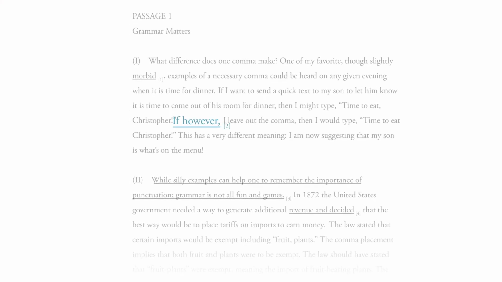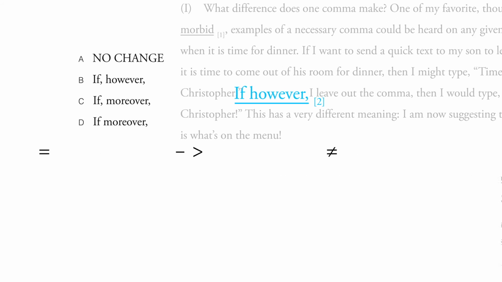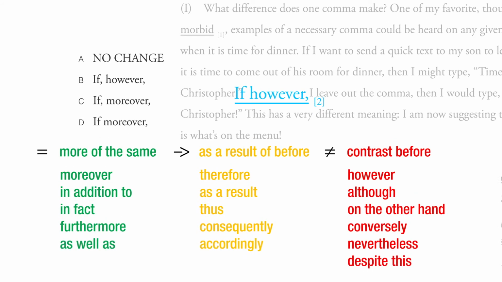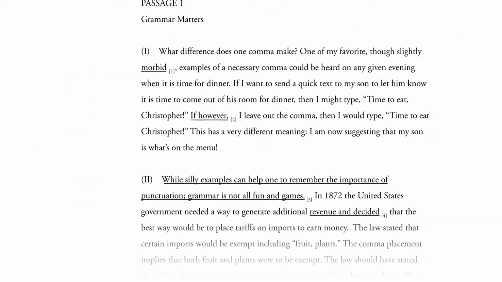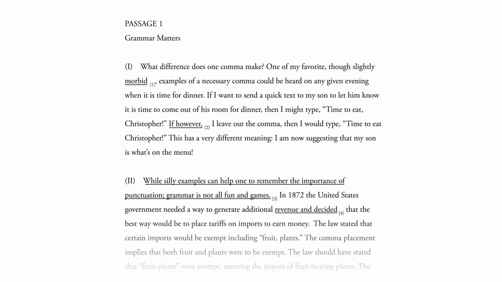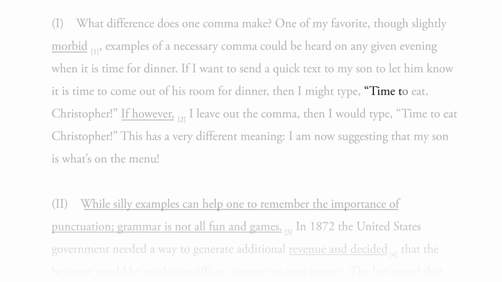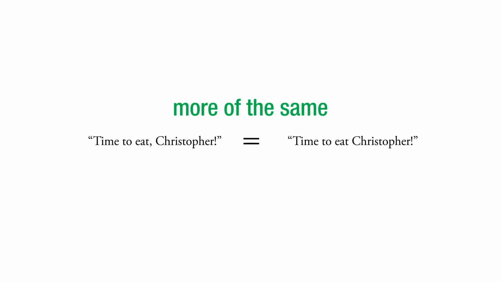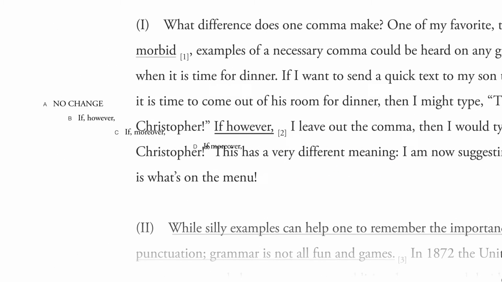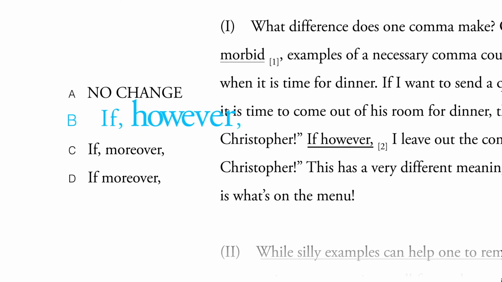So let's go back to question 2. Do we know what kind of transition word we need? We have to go back to the passage to see. Well, we have these two situations where one of them is time to eat, Christopher, and the other is time to eat, Christopher. So are those more of the same, like the transition word moreover? No, they are contrasting. And that is why choice B with however, with a comma before and after, is going to be our best answer.